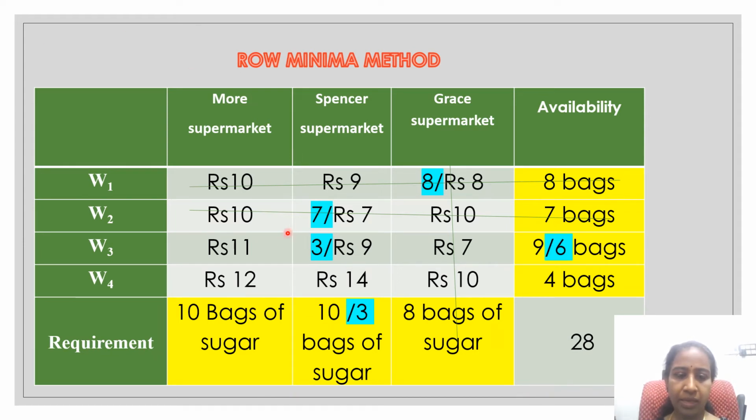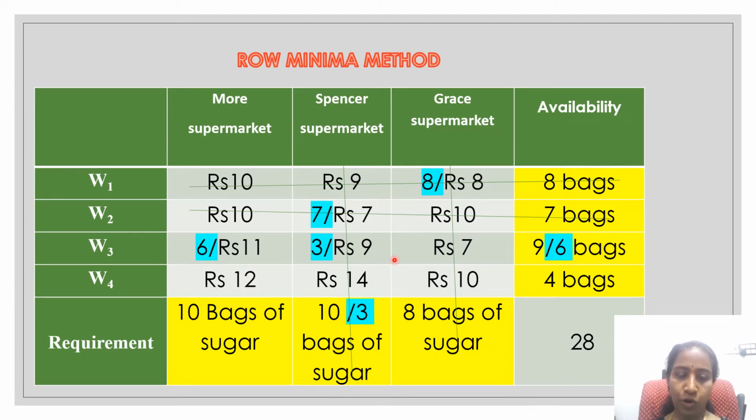And after making the allocation 3, I remember to write the 6 here. So out of 9 bags, 3 is purchased. So the balance 6, I write it here, which is what is available with the wholesaler now. Now after making this 3 allocation, I cross out this column because the 10 bags is now satisfied. 7 plus 3, so 10 bags is satisfied. So I cross out the column.